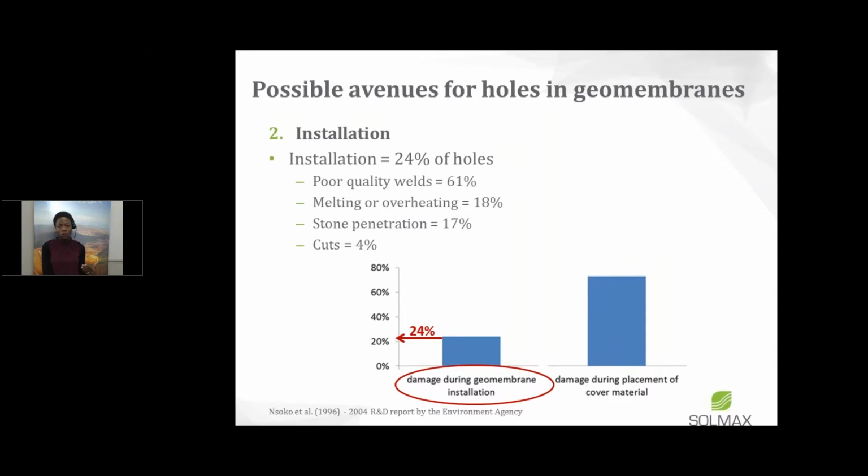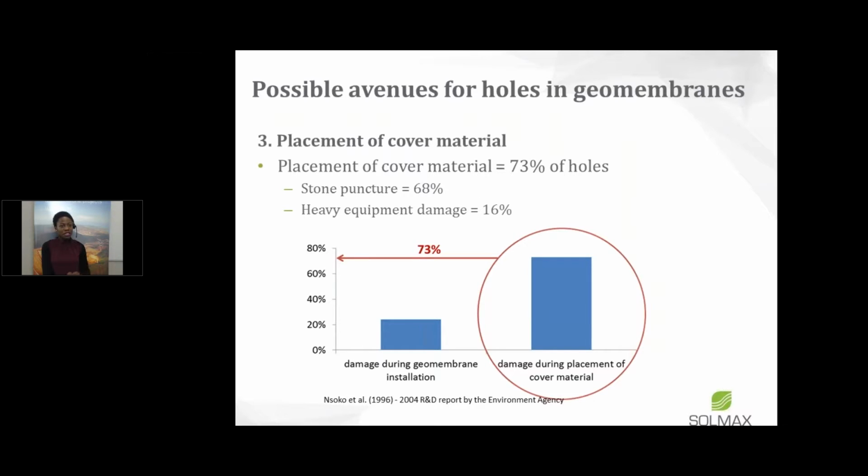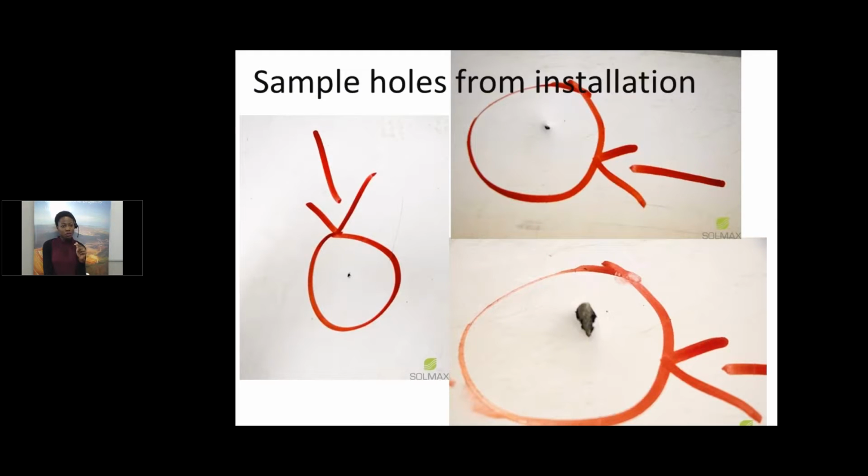Also in the same study, they showed that 73% of all the holes they found were from placement of cover material. Things like stone puncture accounted for the highest percentage of that 73%. And then there was heavy equipment damage, which was about 16%. I'll say at this stage that the industry has changed and the practices have changed a little bit. What we find more now is fewer holes during backfilling, however they're larger in diameter. So we find more of the smaller diameter holes following installation, and fewer of the large holes following backfill.